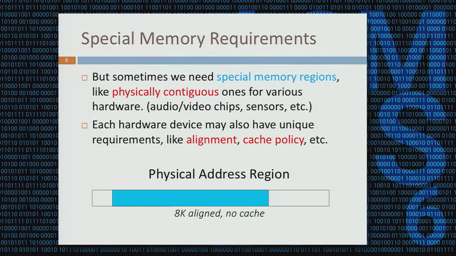But sometimes we may have some special memory requirements. For example, some hardware devices may need physically contiguous memory to work properly. Some other hardware devices may have restrictions on memory alignment or cache policy. So the problem is, how can we meet all these special memory requirements?